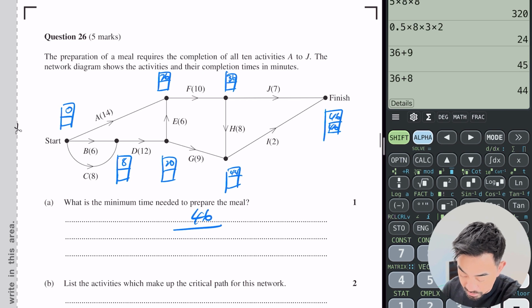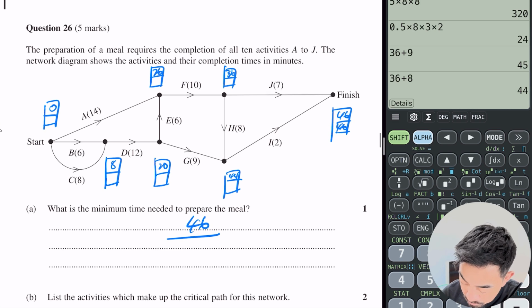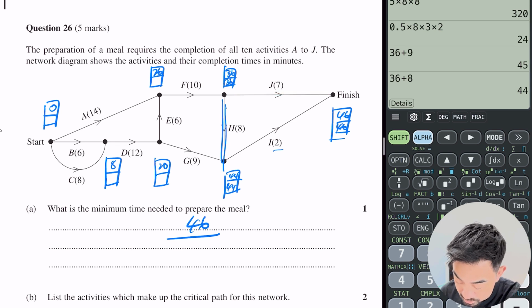B, list the activities to make up a theoretical path. All right, so now we're going to go backwards. So going backwards to the top, let's go down first. So 46 minus 2 is 44. 44 minus 8 or 46 minus 7, so that's 36. 44 minus 8.